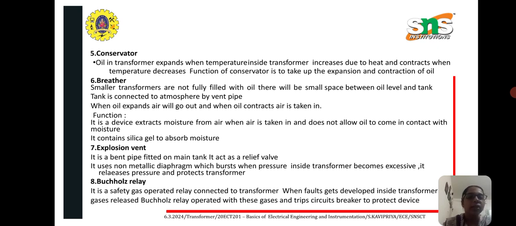And the final one is the Buchholz relay. It is a safety gas-operated relay connected to the transformer. When faults develop inside the transformer, gases get released, the Buchholz relay operates, and it trips the circuit breaker to protect the devices.